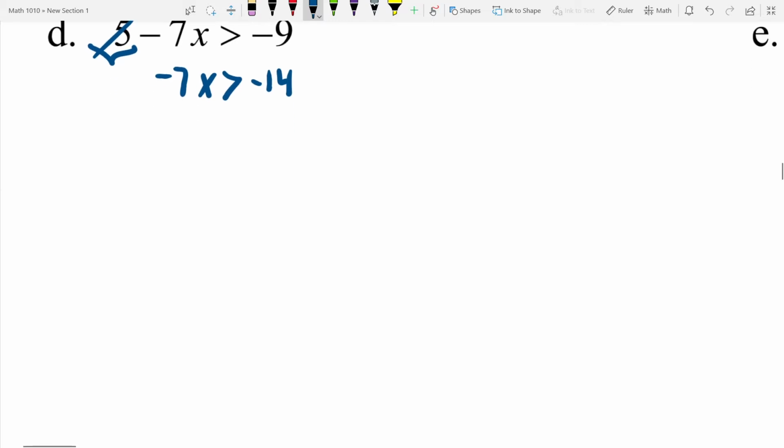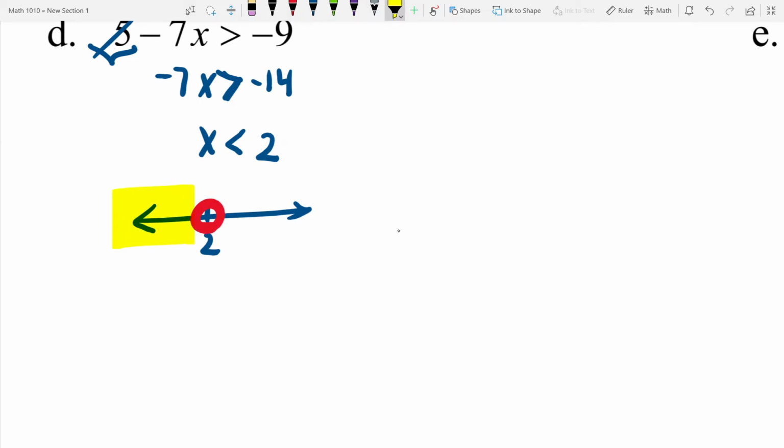Tell me what to do now. Divide by negative 7 and you get x is, what's the name of this symbol? You better know this. Greater than, so what do I write here? Less than, and what do I have? Negative 14 divided by negative 7 is a 2, right? Number line, here's your 2. Open or closed? Open. Right or left? Left. Interval form starts with a negative, tell me, infinity, and it goes to a 2, close with a parenthesis. There's your answer.